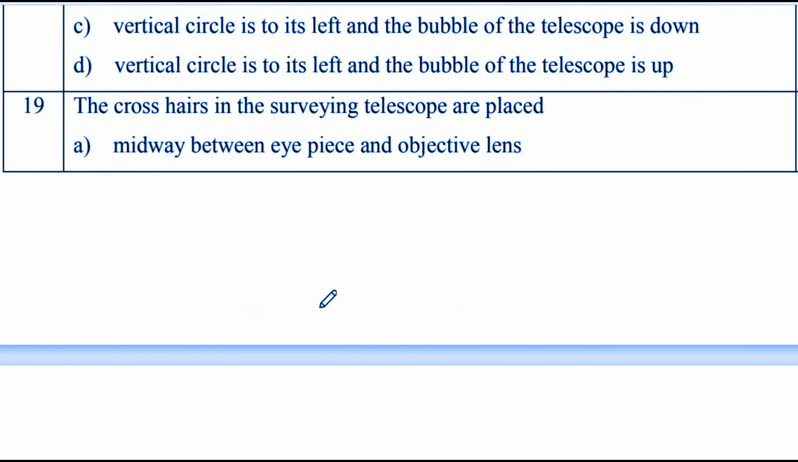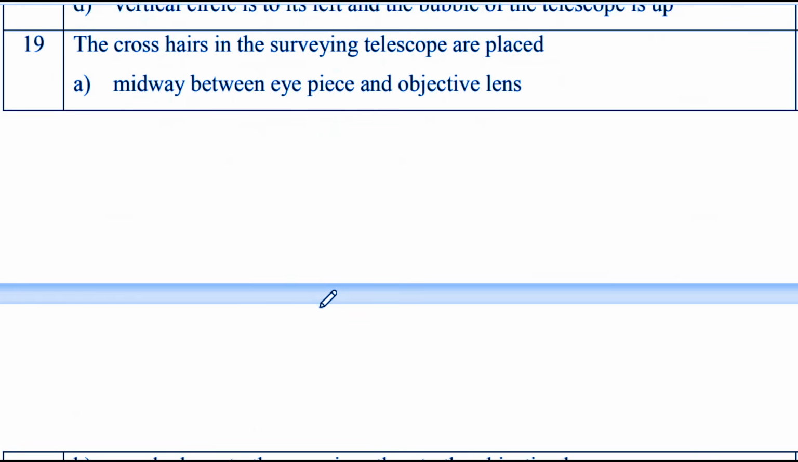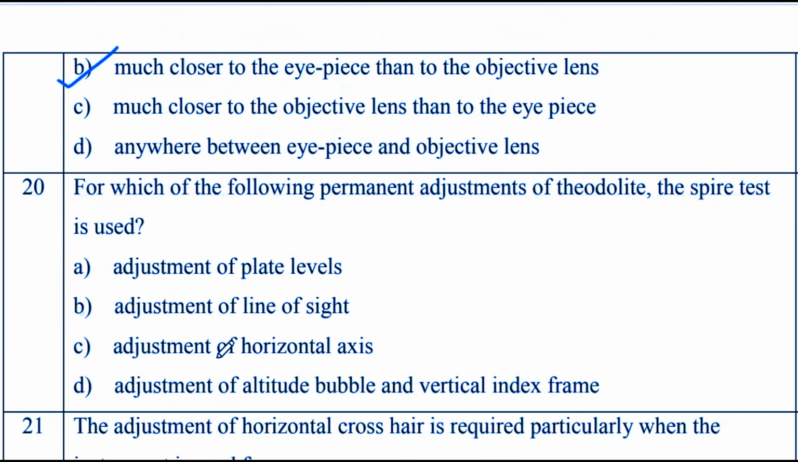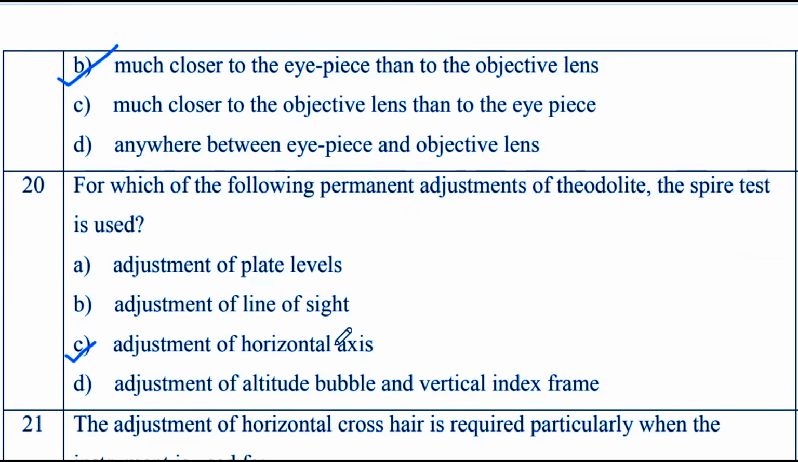The crosshairs in the surveying telescopes are placed. The options are midway between eyepiece and the object lens, much closer to the eyepiece than to the object lens, and this second one is right. For which of the following permanent adjustments of the theodolite is the spire test used? Here the options are given. For the permanent adjustment of the theodolite, the spire test is used for the adjustment of the horizontal axis.